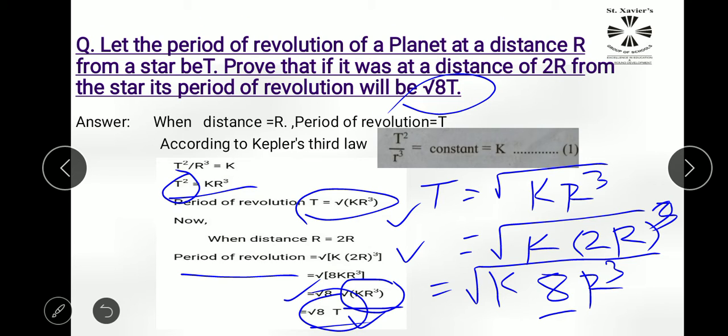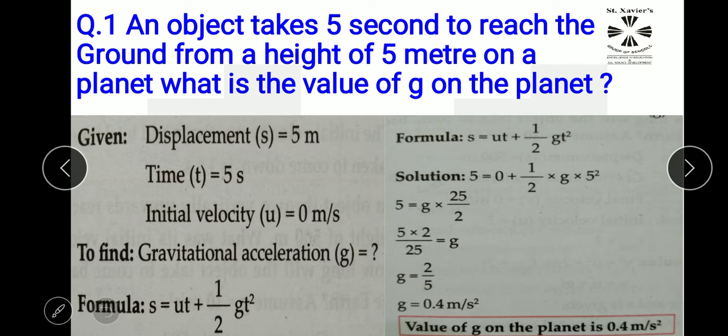This is the proof. Very simple one, hardly 4 to 5 steps and no theory. So it will be easy for you to solve this sum. Let's move ahead. We'll see the second sum.